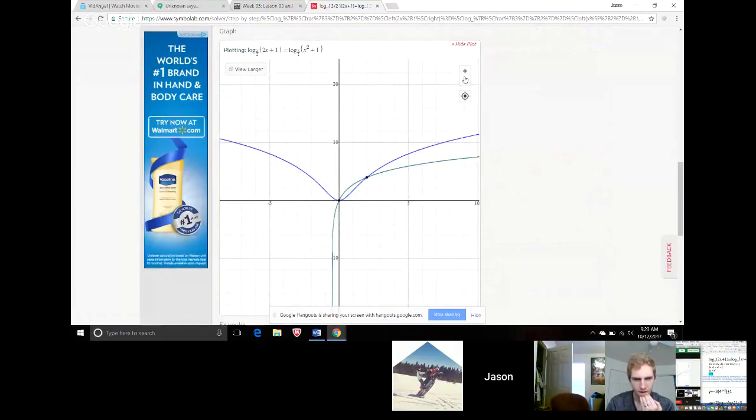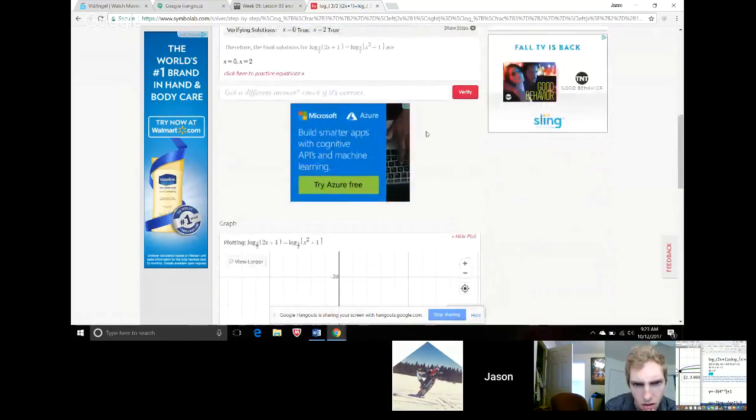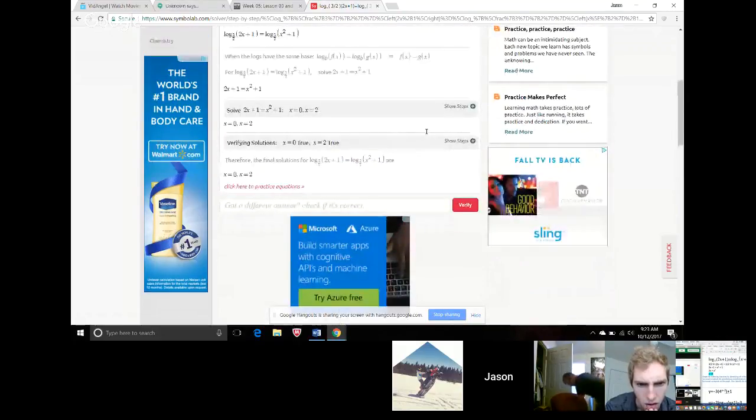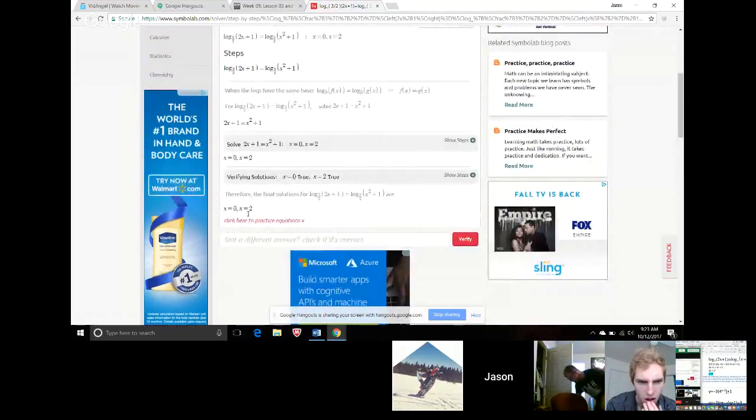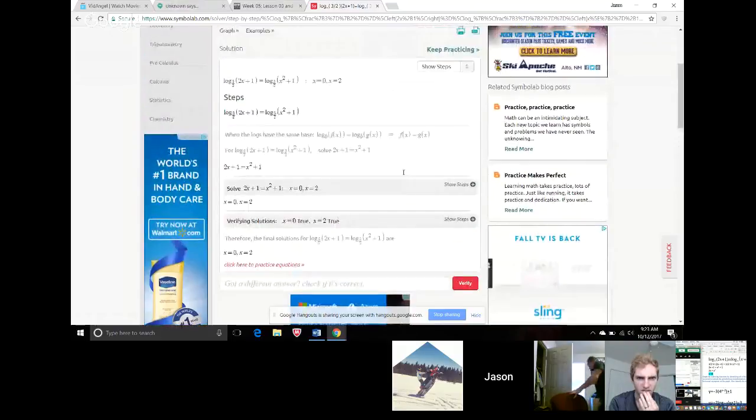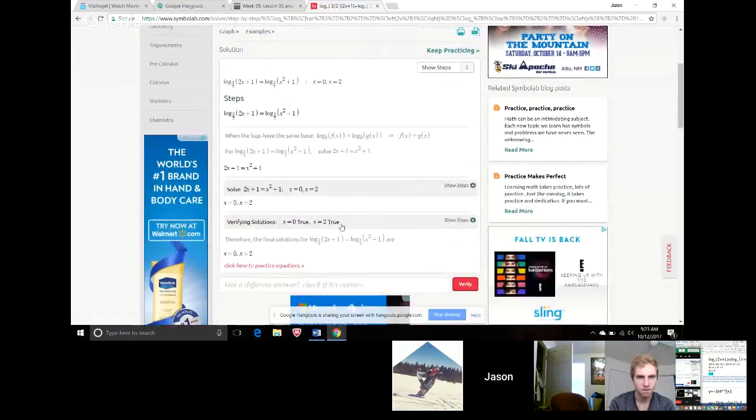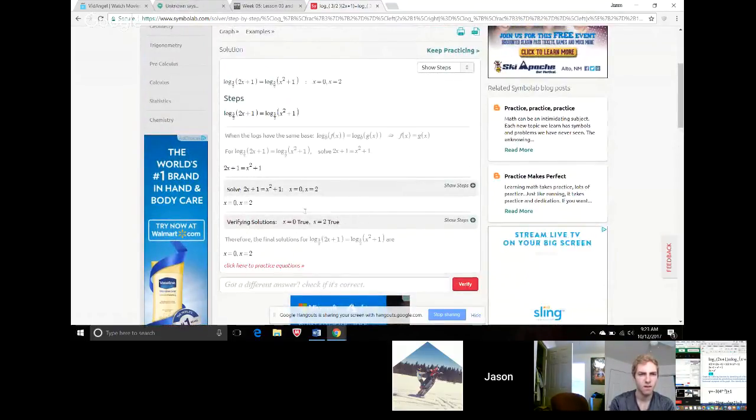Okay, yeah, you guys are right. It does cross then. So it crosses in two places, at 0, 0, and 2. That's why I was saying 2 might be a solution, but I'm not sure. So for this calculator, this is what it says: 0 is true and 2 is true. So it is 2.